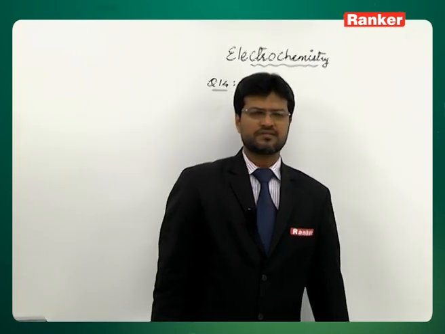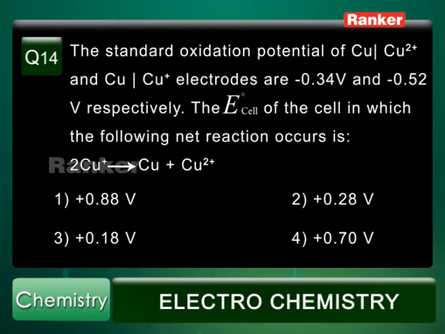Question number 14. Standard oxidation potential of copper Cu2+ and Cu+ electrodes are minus 0.34 volts and minus 0.52 volts respectively. The E° cell of the cell in which the following net reaction occurs is 2Cu+ gives Cu + Cu2+. Look at the options. First option is 0.88, second option is 0.28, third option is 0.18 and fourth option is 0.7. The correct answer is 0.18.